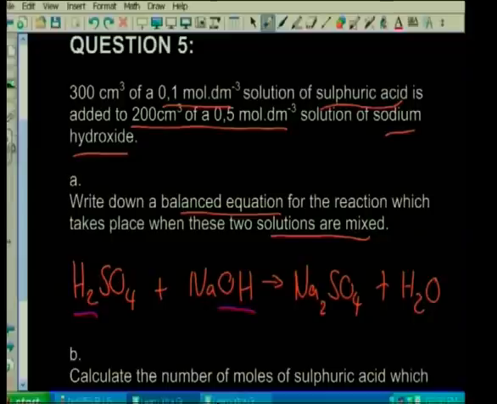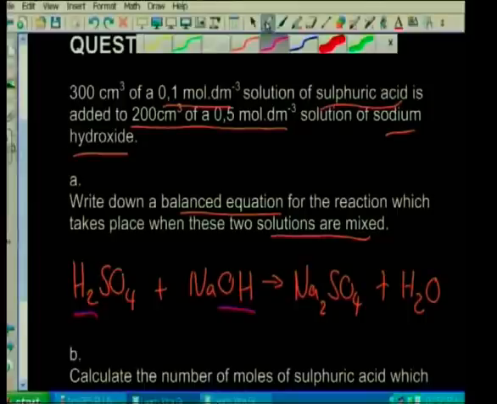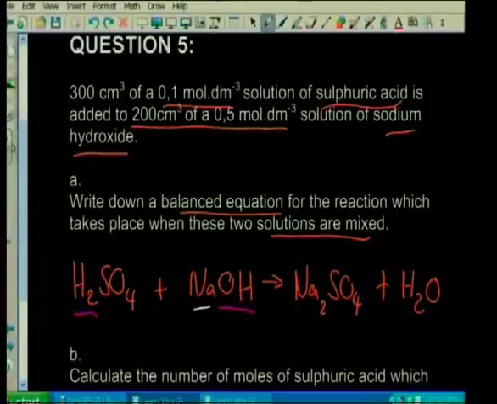Now, we need to make sure that this is balanced. Remember the rules of balancing. We've got to check the number on each side. Where we see an imbalance, we need to correct it. And the first thing that I notice is I've only got 1 sodium here, and I've got 2. So I'm going to correct it, balance, and get them even, put a 2 in front of that one.